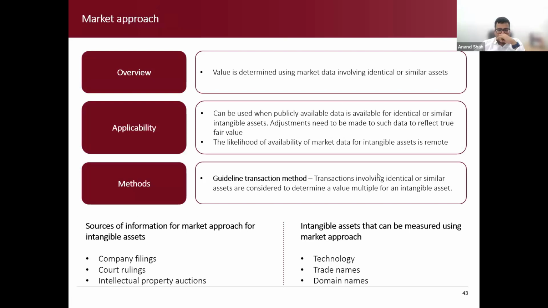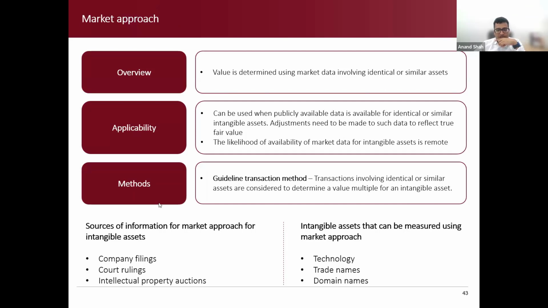That was all associated with the income approach. Market approach: value is determined using market data involving identical or similar assets. The likelihood of that data is remote, as I said earlier. Guideline transaction is the most commonly used method. Where can you get data if at all you had to find them? It can be in companies' filings, some court rulings, or if there have been any intellectual property auctions.